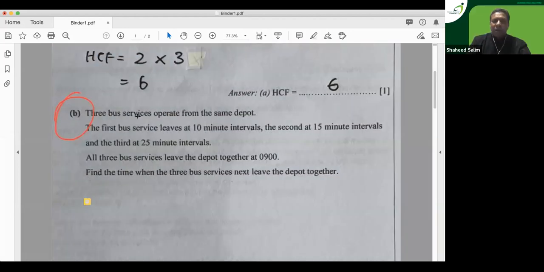Okay, 3 buses left the depot from same depot. First bus left at 10-minute intervals. Second bus at 15 minutes. Third bus, it's at 40-minute intervals. So no more 25, but 40 minutes. All 3 buses left the depot at 9 a.m. What is the next time they all leave together? Can you find?